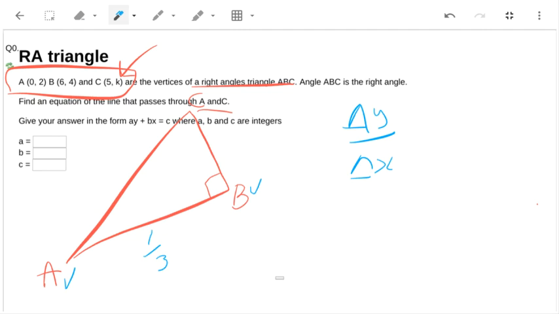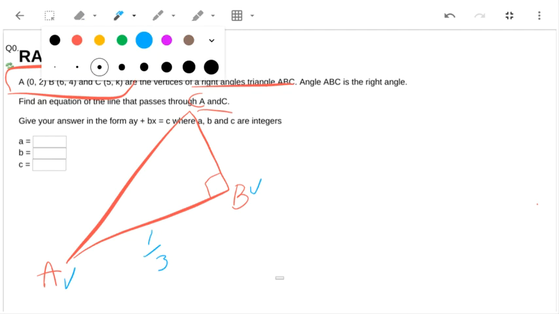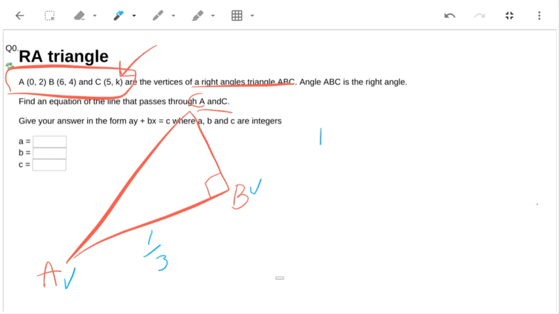Now, to do the same thing with B to C, because we know that these two lines are at right angles, the product of their gradients is -1. So 1/3 times an unknown gradient is going to give me -1. So m has to be -3. So this gradient here is -3.